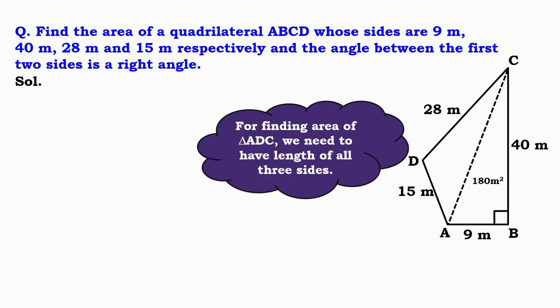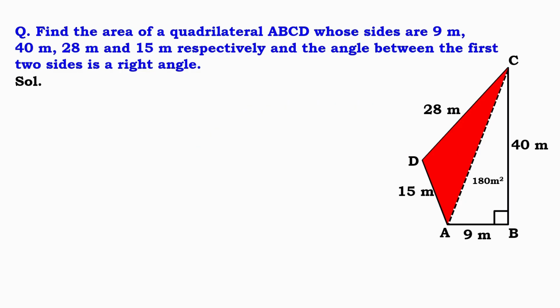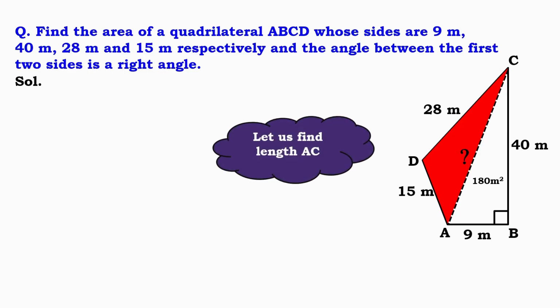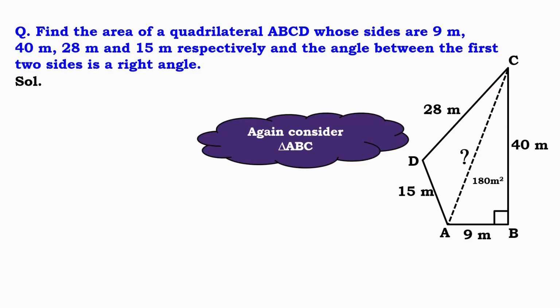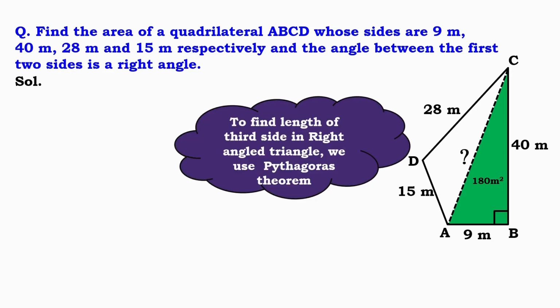But to find the area of triangle ADC, we need to know the length of all three sides, that is DC, AD and AC. Now here we only know two sides, but we don't know the third side, that is AC. So let us find the length of AC. If we take a look at triangle ABC, AC is the side opposite the right angle, so that is called the hypotenuse.